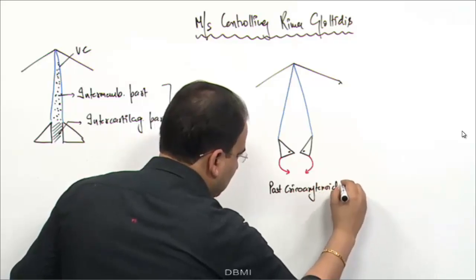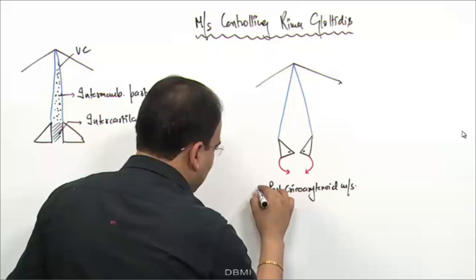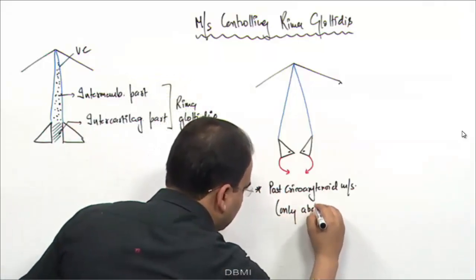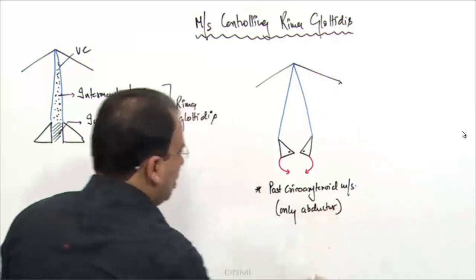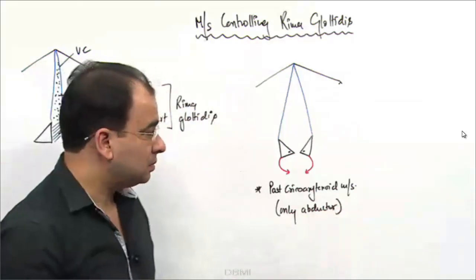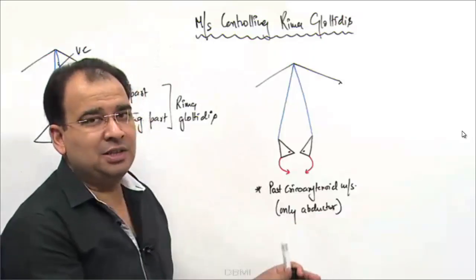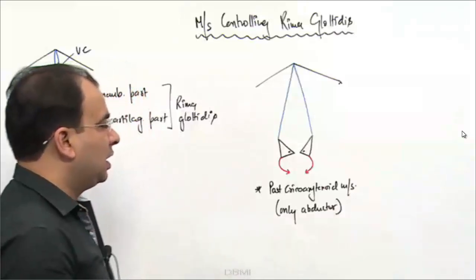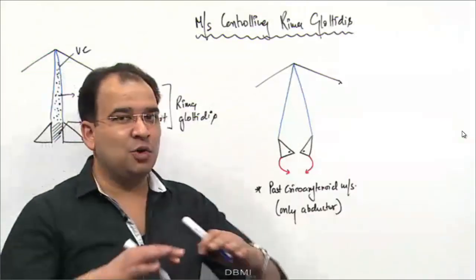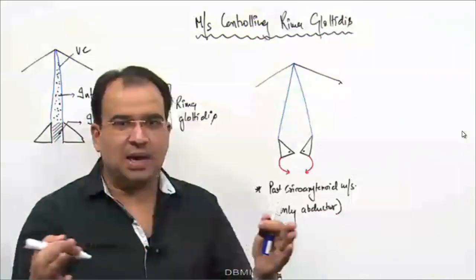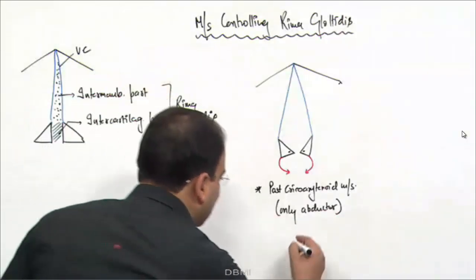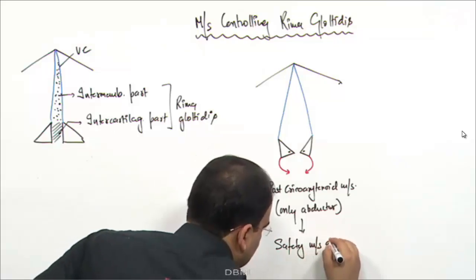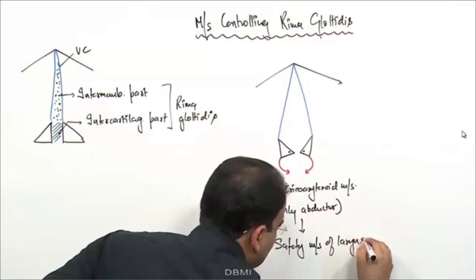This is called the posterior cricoarytenoid muscle, and remember, it is the only abductor of the vocal cord. No other muscle is doing the abduction; the rest of the muscles are for tensioning or adduction, but the only abductor of the vocal cord is the posterior cricoarytenoid muscle. And because it is the only abductor, it is the only muscle which keeps the airway patent, that's why it is also referred to as the safety muscle of the larynx.